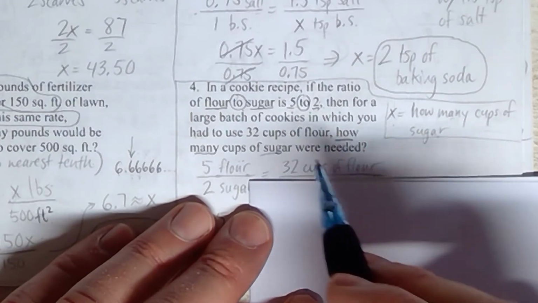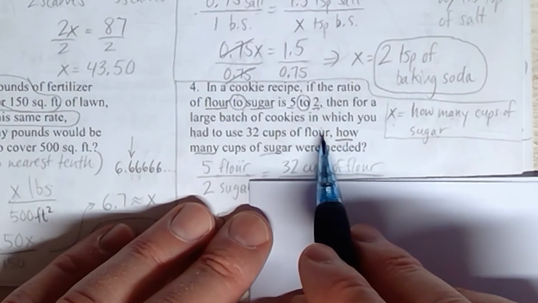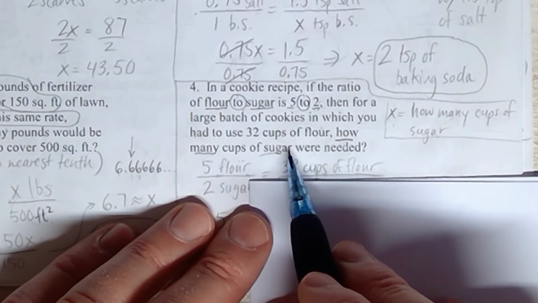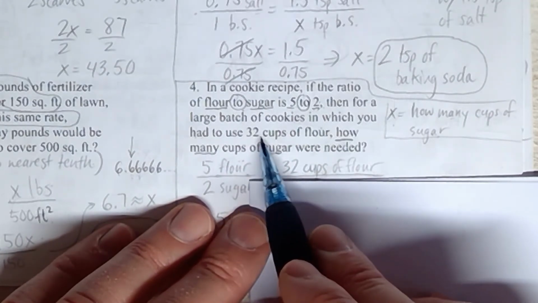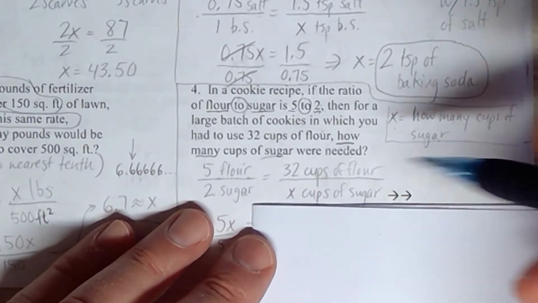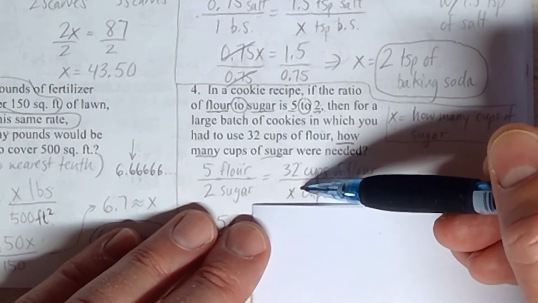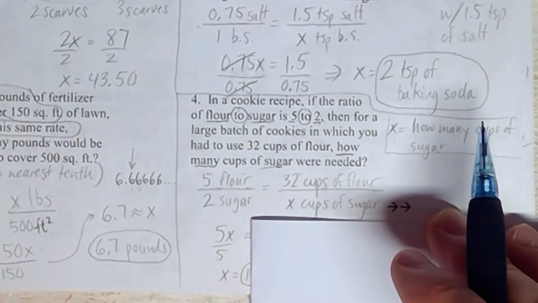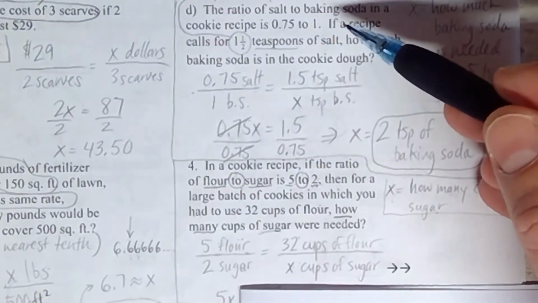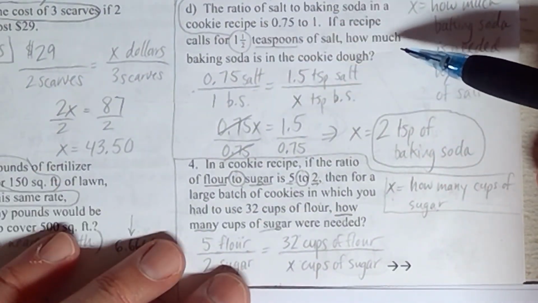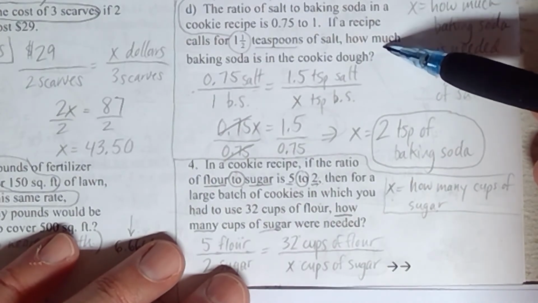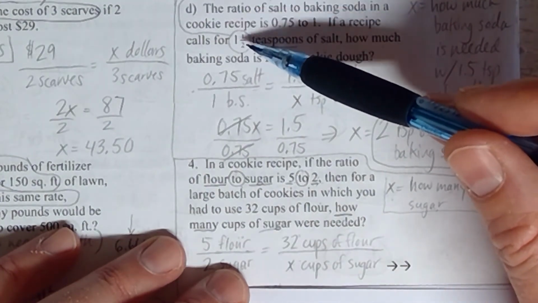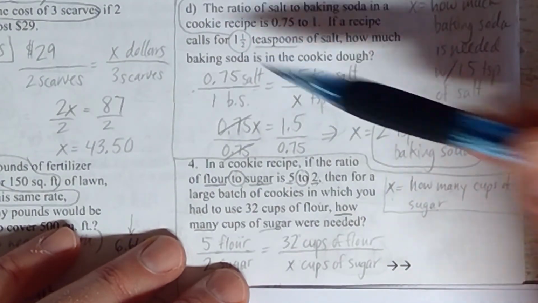Anyway, because of the fact that it says that we have 32 cups of flour, and then it's saying in that same situation with the 32 cups, how many cups of sugar were needed, then that must mean that the X pairs up with the 32. And so that's why X and 32 are in the same fraction. Just like the 1.5 and the X were in the same fraction up here, because it said for 1.5 teaspoons of salt, how much baking soda would you need? And we knew that that part was the X down there, how much baking soda, and so the 1.5 has to pair up with the X.